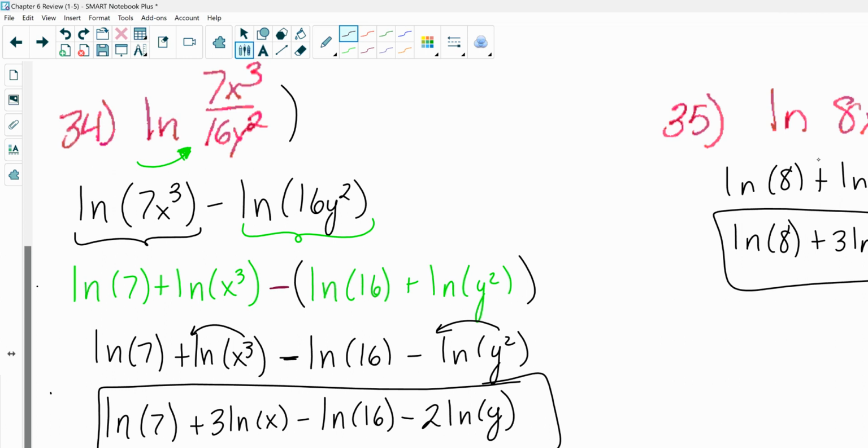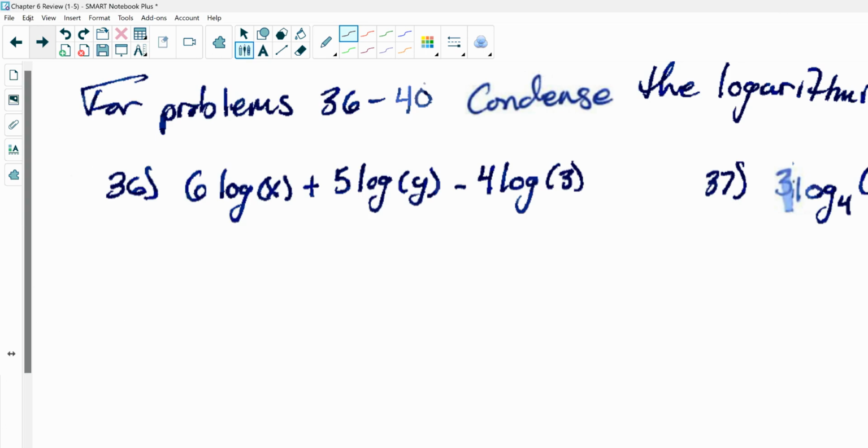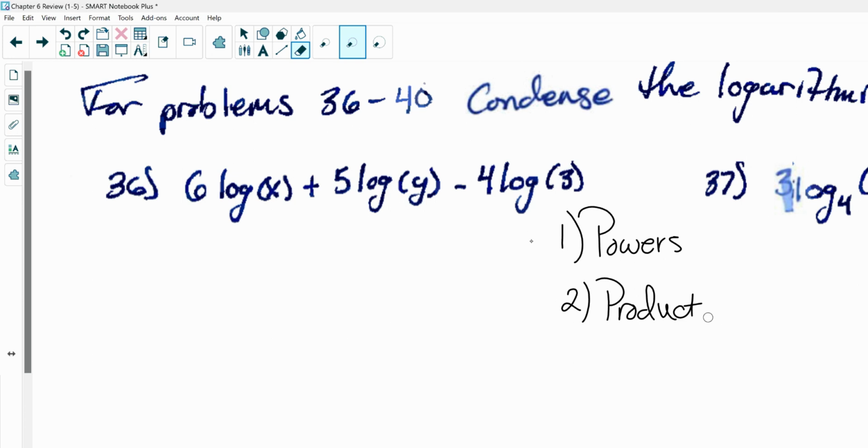Questions on these here with expanding? Are we ready to condense? Now with condensing, we have two main steps. One of them is powers. And if there's a negative with the number, we take it with it. And then we do our product property. So we do our power property, and then our product property. Power, and then product. And then if we need to simplify, we simplify.